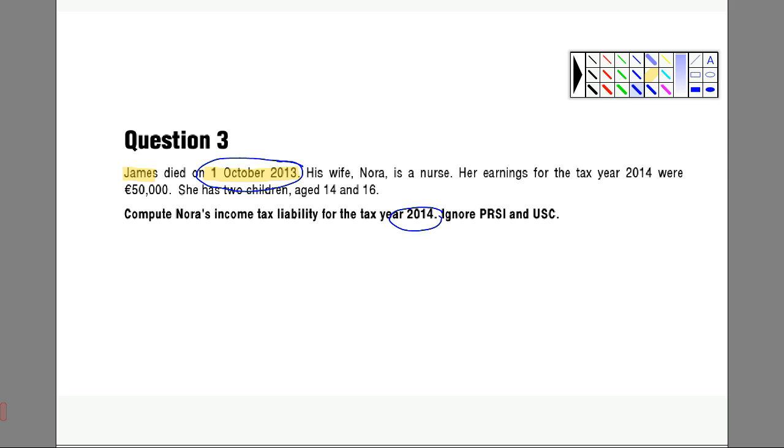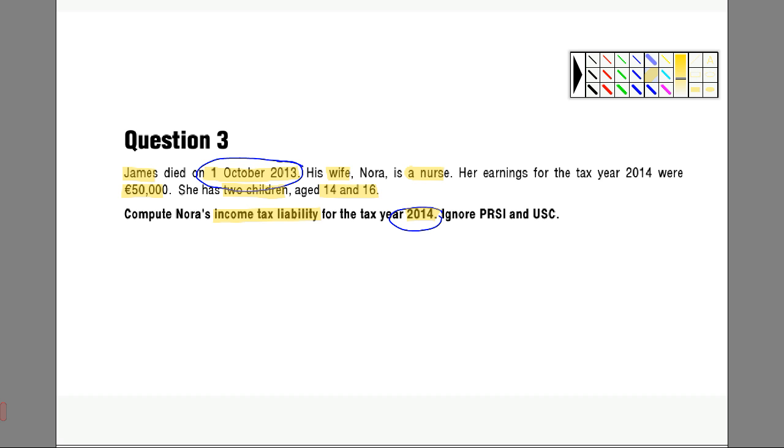Well, we know that his widowed wife is in effect working as a nurse. So he died, he did have a wife, therefore there was a marriage. Her earnings for 2014 were 50, and she also has 2 children aged 14 and 16. In terms of the requirement, we're simply asked to provide an income tax liability for 2014. So when I think about that question, I can see my answer as I could have within questions 1 and 2. I know that it's a simple computation. Let's make sure that I get it set up properly.